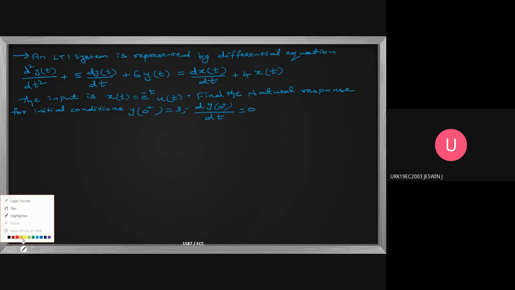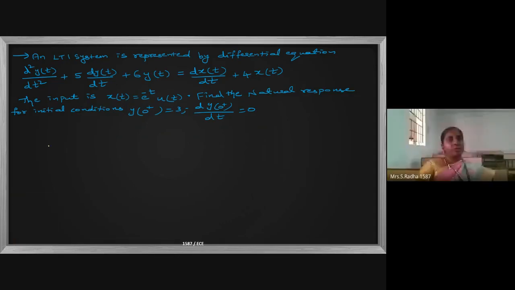So if you see here, we have the system given. Coming to the solution: an LTI system is represented by a differential equation. You can see the equation is relating input and output. y of t is the output, x of t is the input.